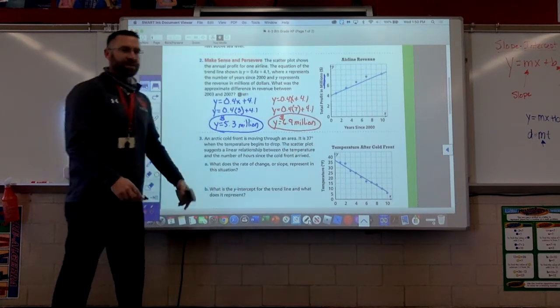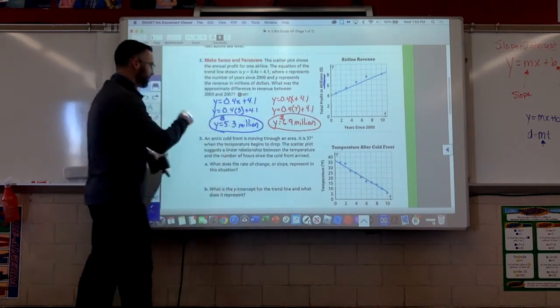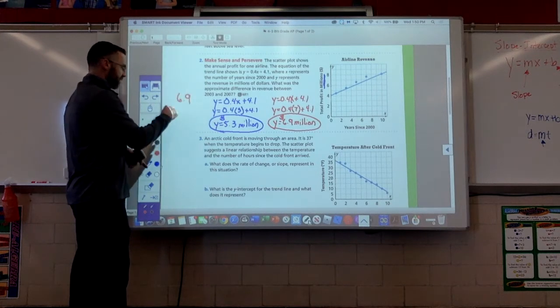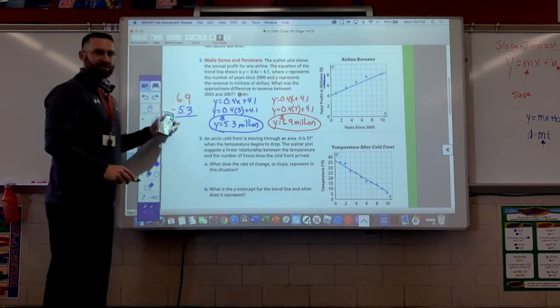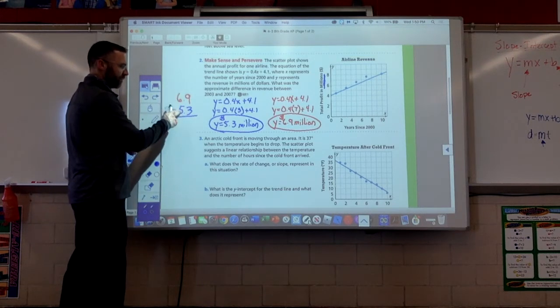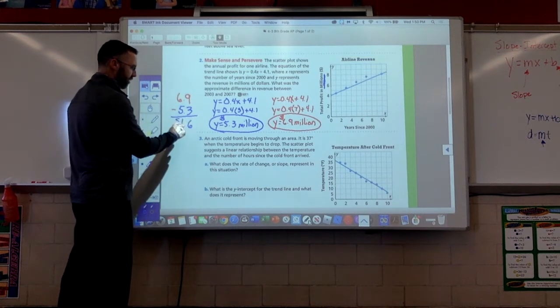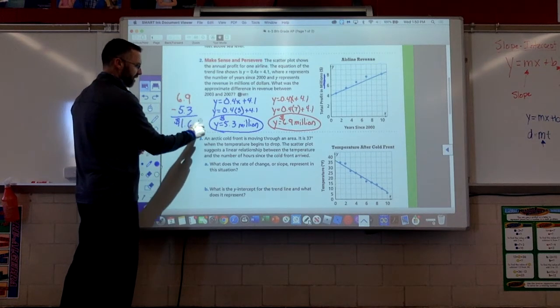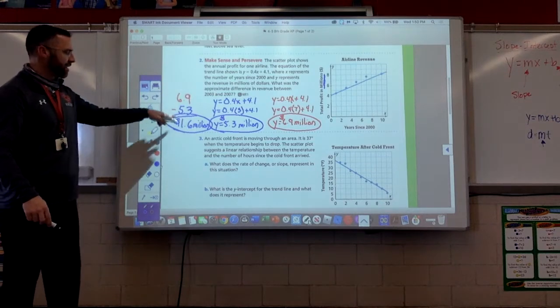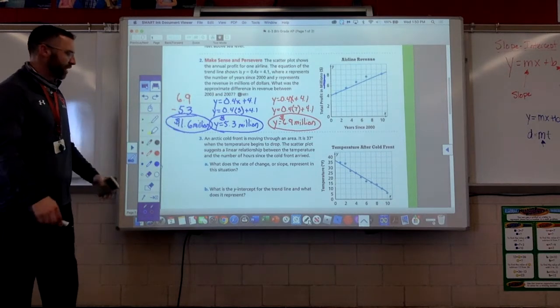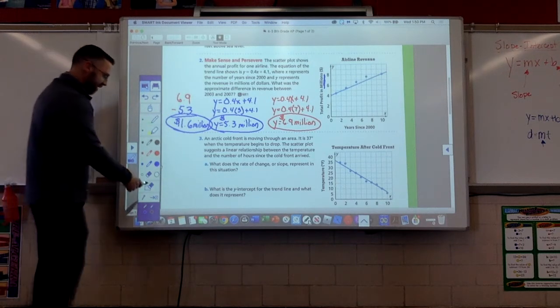Now, what's the difference of those two? Well, if I want to find the difference, I take and subtract them. 6.9 minus the other. Mr. Fricky's liking what I did with the color scheme here. Picking up what you're putting down. 1.6 million is the difference. That's how much difference there was in profit. Revenue. All right, here we go.